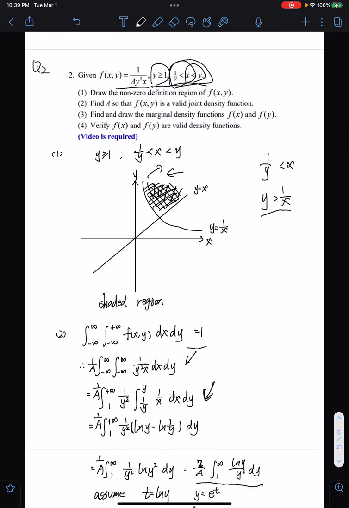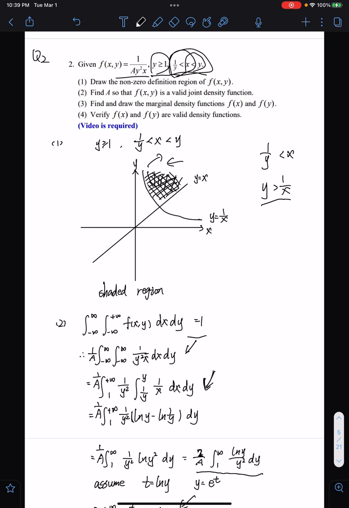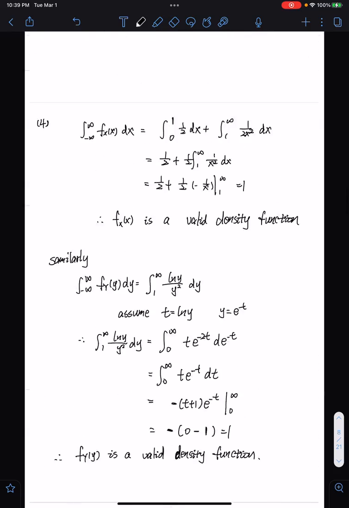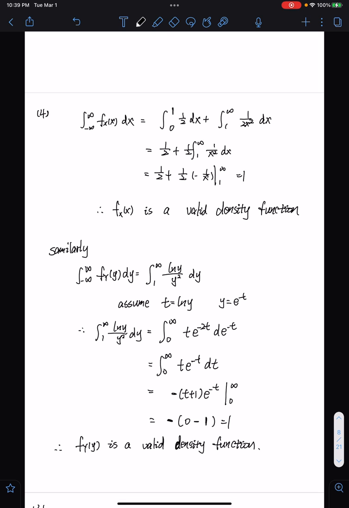The fourth part asks us to verify that fx and fy are valid density functions. If they are valid density functions, the integral of both will equal 1. So we calculate them one by one. First, we calculate the integral of fx, which equals 1, which means fx is a valid density function. And then we also do the integral of fy.